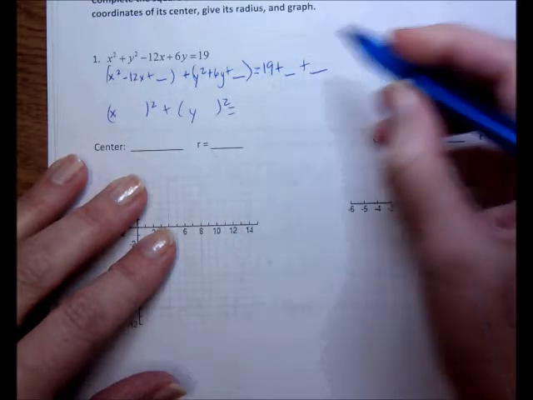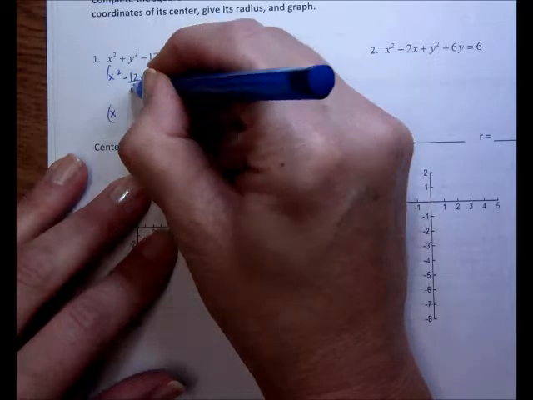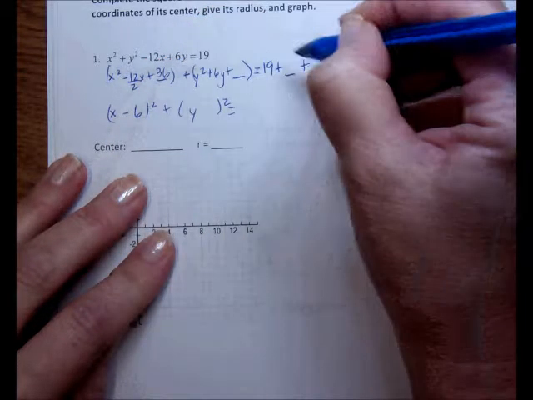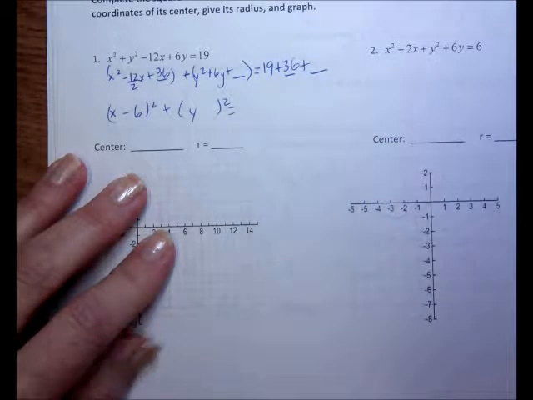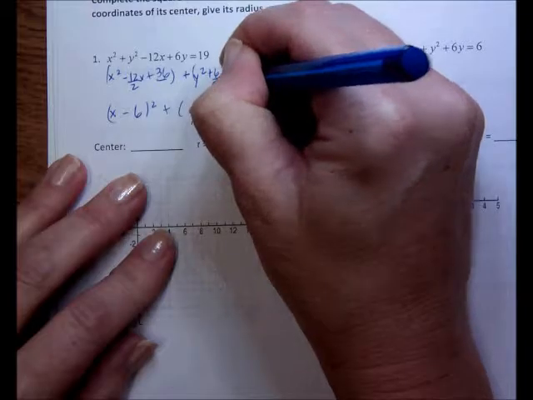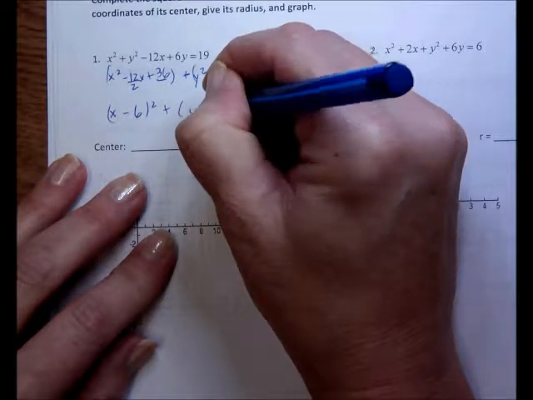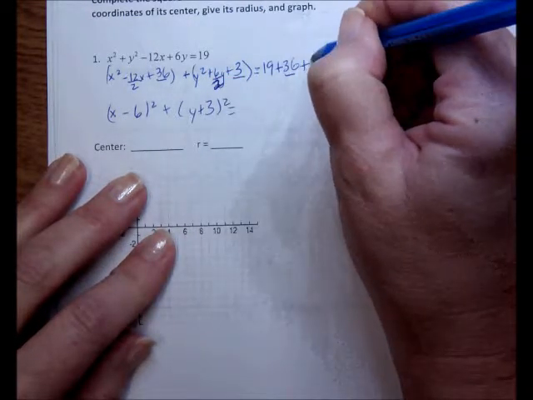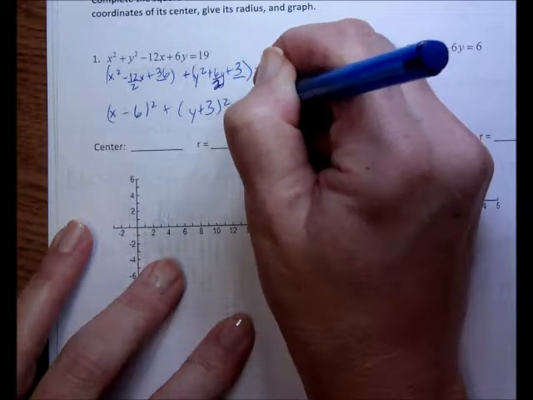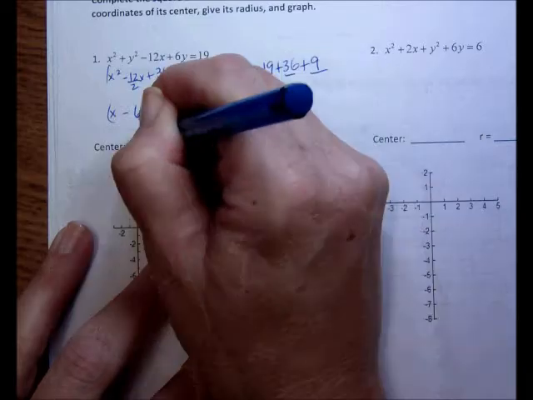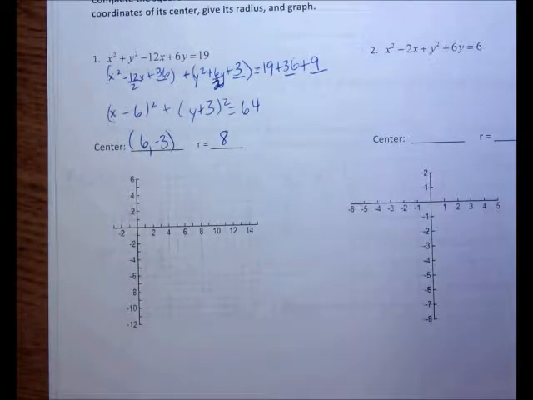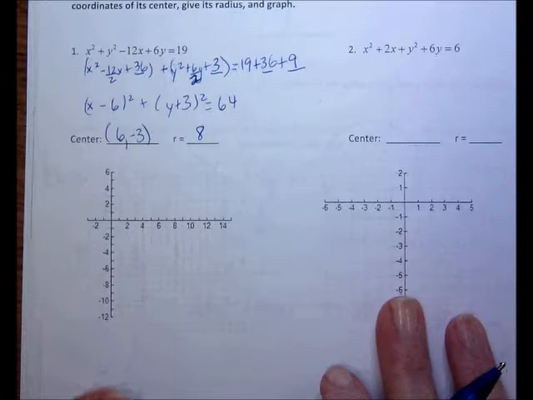So the first thing I do is I take my b and divide it by 2, and it's negative 6. And then negative 6 squared is 36, so I add 36 to both sides. I take my b, I divide it by 2, and that becomes 3, so that's plus 3, and then I add 9. And whenever I do this, it becomes 64. And my radius is 8, and my center is 6, negative 3. So that's that type of equation again.